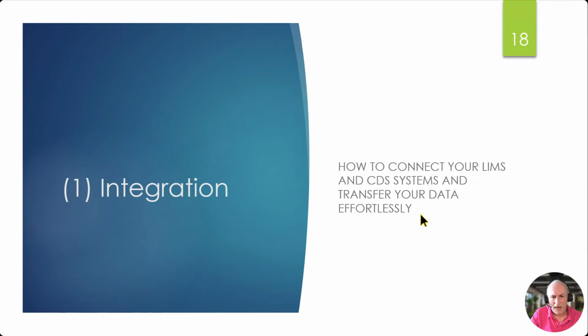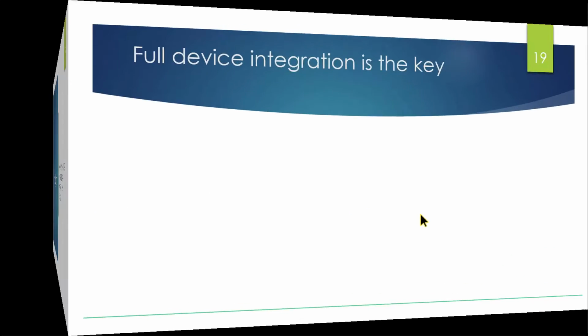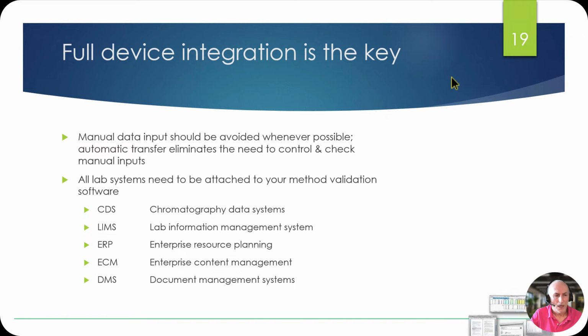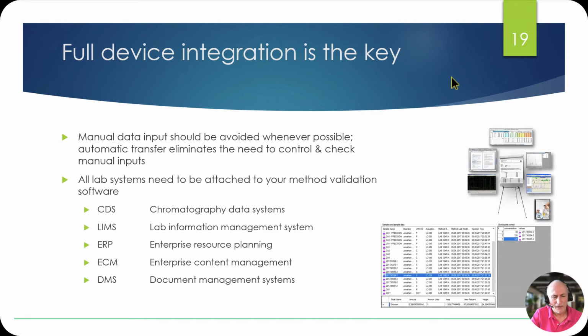Integration. How to connect your LIMS and CDS systems and transfer your data effortlessly. Full device integration is the key. Manual data input should be avoided whenever possible. Automatic transfer eliminates the need to control and check manual inputs. All lab systems need to be attached to your method validation software, like CDS, LIMS, ERP, ECM, and DMS.